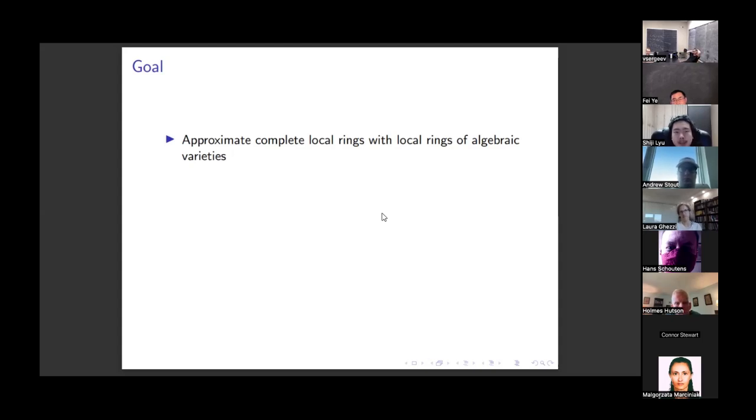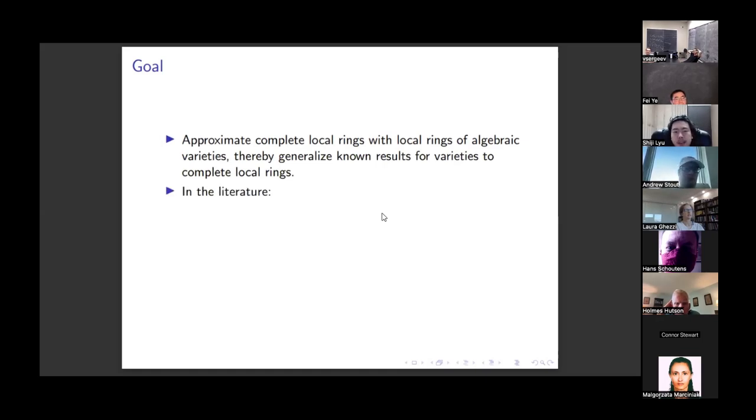Of course, this is not true for many complete local rings, right? Most complete local rings are not completions of local rings of algebraic varieties. However, they can still be approximated, and in many ways. So in the literature, all right, okay, we want to generalize known results for varieties to complete local rings by approximation.